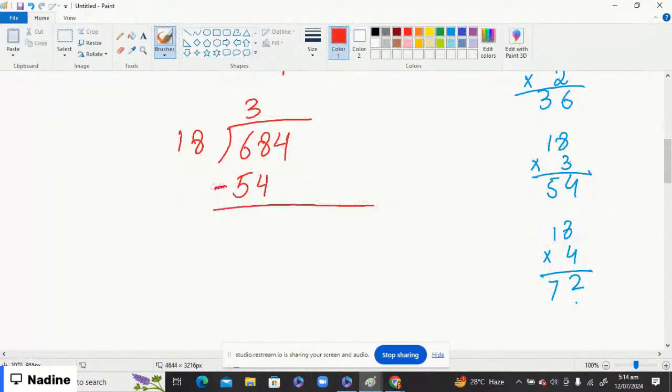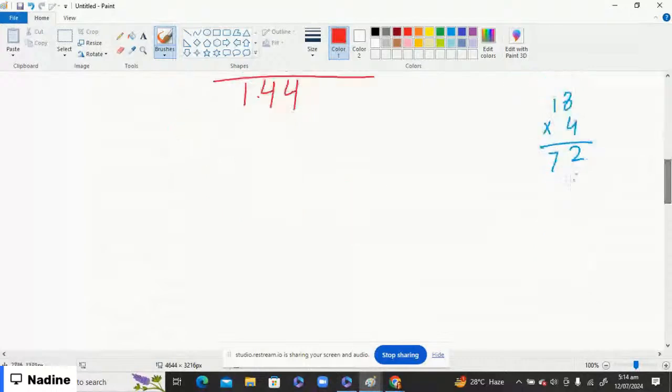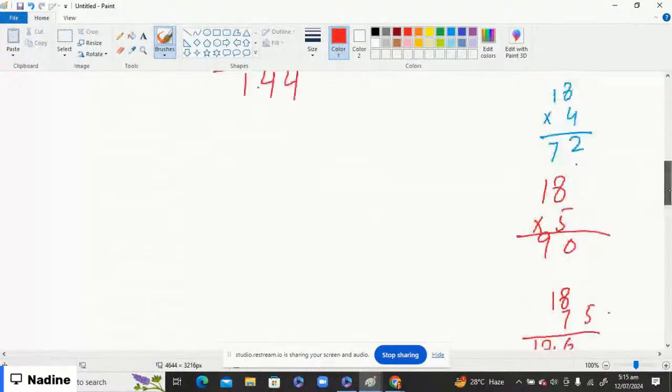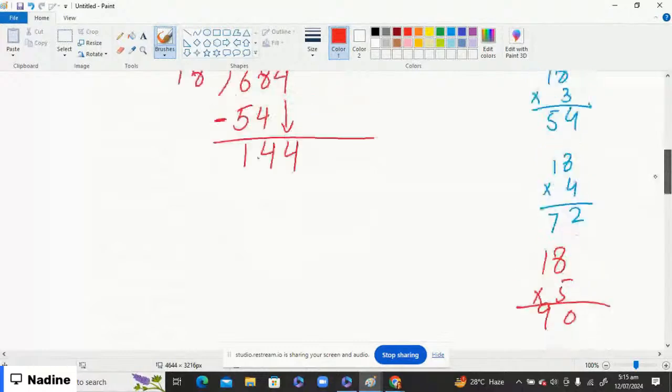Okay. Now subtract: 8 minus 4 is 4. 6 minus 5 is 1. Here is 14. Now putting down this 4 here. 18 times which number is basically 144? Let's check it out. 18 times 5, that is 90. It's not closer. 18 times 7, it's 126. It means that that is closer. So 18 times 7 is 126.